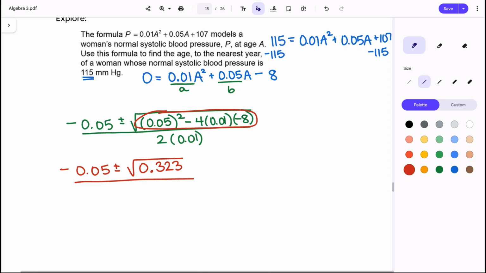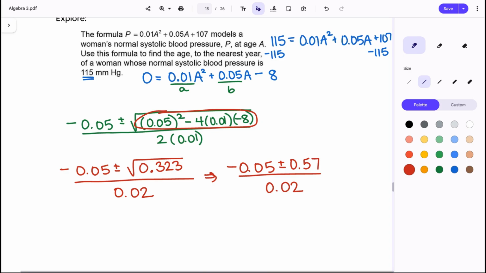Okay, and then on the bottom, it would be 0.02. So let's square root that 0.0323, and again, you'll have to just round it. Let's go out 2 decimal places. What would that round to about? 0.57? Okay.